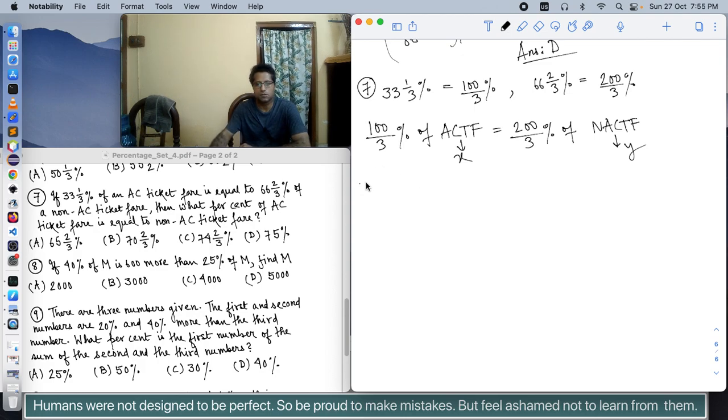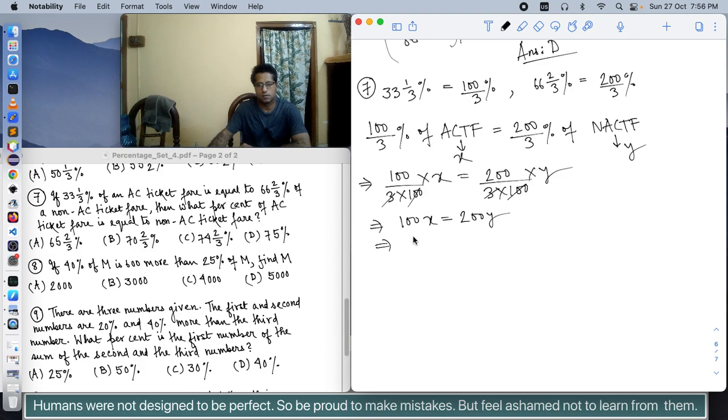Now this implies 100 by 3 percentage of X means 100 by 3 divided by 100 multiplied by X is equal to 200 by 3 percentage of Y means 200 by 3 divided by 100 multiplied by Y. This implies 100 cancels out, 3 cancels out, and we get 100x is equal to 200y. So this implies that x is equal to 2y.